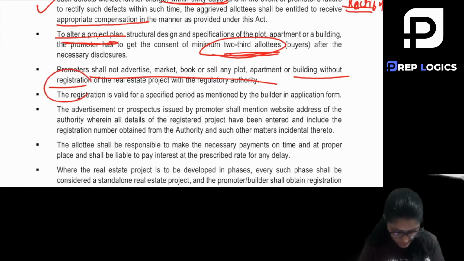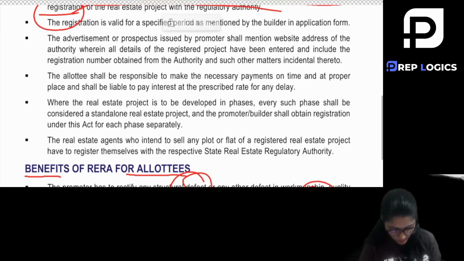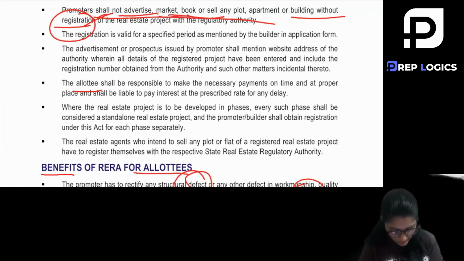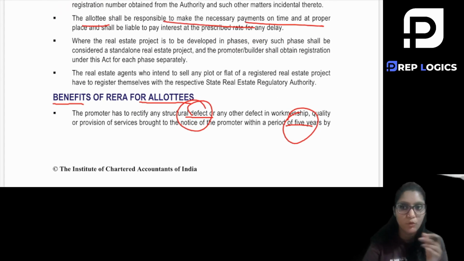If he doesn't do registration, he cannot do advertisement, marketing, sale, etc. We have already covered all these points. The allottee is liable to make necessary payments on time. Okay, all the points we have already covered. So I have already told you that we have studied the summary. Now again and again the same points are going to come.